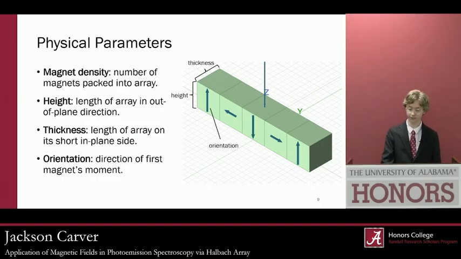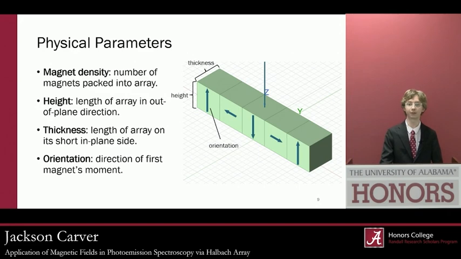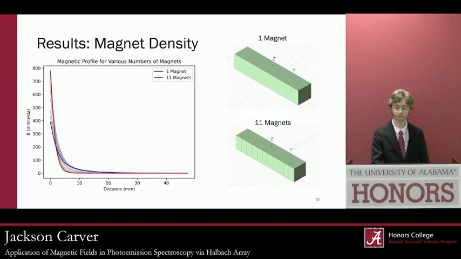We also tested the effects of the height of the array, its thickness, and its orientation. The orientation describes the direction of the first magnet's moment, which determines all the others. The line extending from the top of the array is the line along which we measured the magnetic field strength.